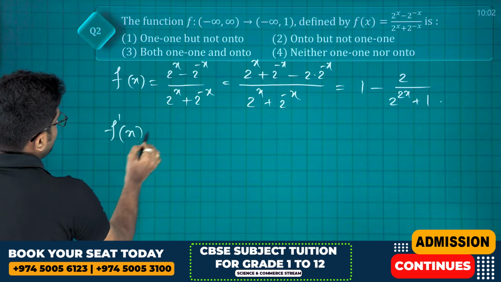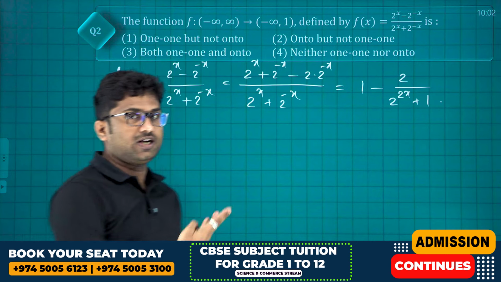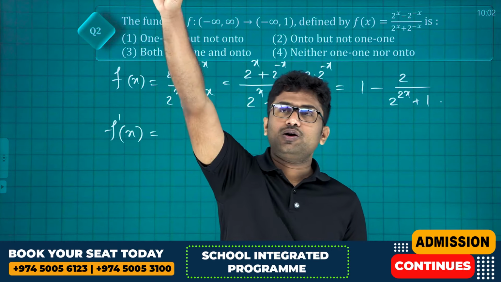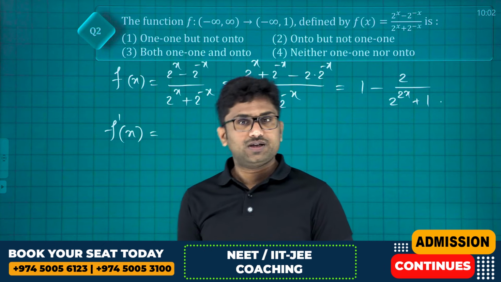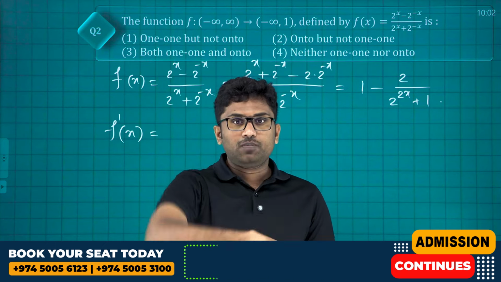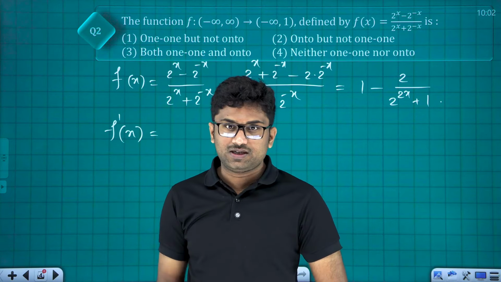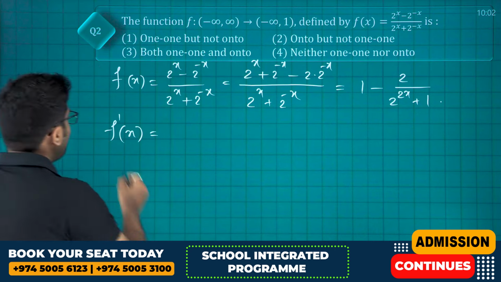To check whether it is one-one or not, we generally check whether it is monotonic or not. If it is either monotonically increasing or monotonically decreasing, it is a one-one function. But it should not be increasing and decreasing. It should only be either increasing or decreasing. Now for that we will find f dash x.